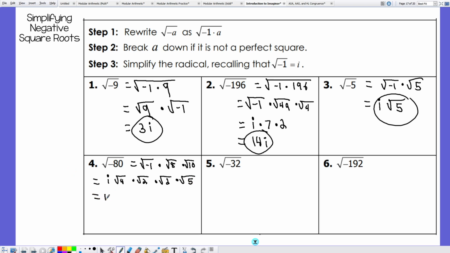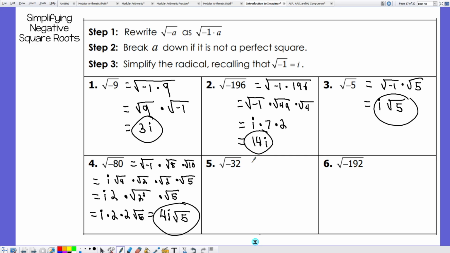Well, I know that the square root of 4 is 2. But then I have the square root of 2 times the square root of 2. So that becomes the square root of 2 squared times the square root of 5. And the square root of 2 squared becomes 2. So we have i times 2 times 2, square root of 5. Simplifying all that, 2 times 2 is 4. We have i, and then a leftover square root of 5. So 4i square root of 5.